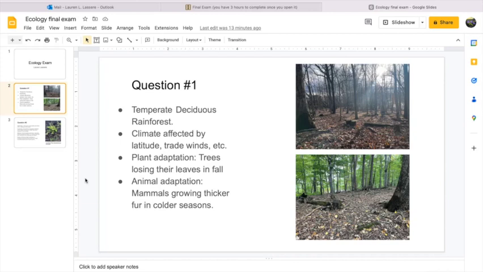An adaptation that animals have in this region because of the climate is animals growing thicker fur in winter than in summer. Thicker fur helps to insulate animals from harsh temperatures. And then in warmer seasons, mammals grow thinner coats so that they don't have a buildup of heat and don't get overheated and then get sick. So yeah, that's another adaptation.